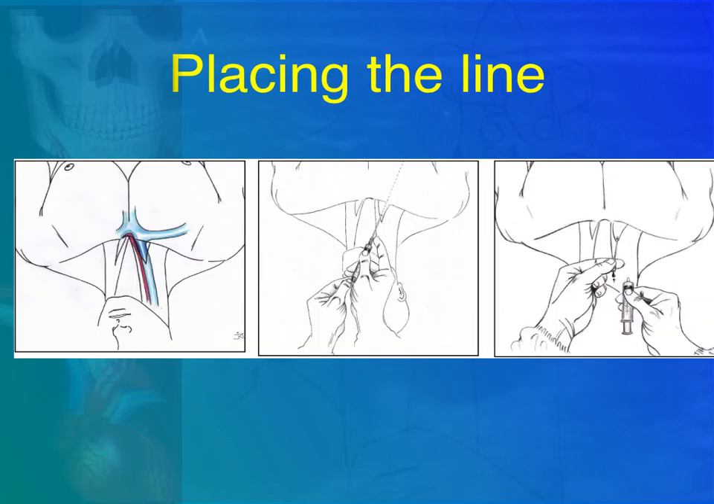So, placing the line. There are anatomical landmarks where you place the catheter. Avoid placing a catheter through the sternocleidomastoid muscle. Try to use the space between the clavicular and sternal heads of the muscle.